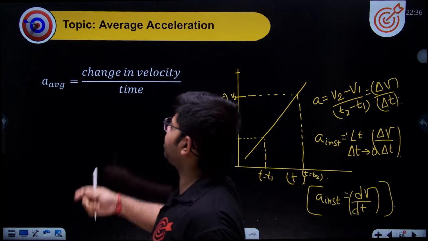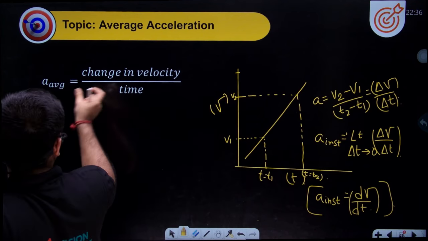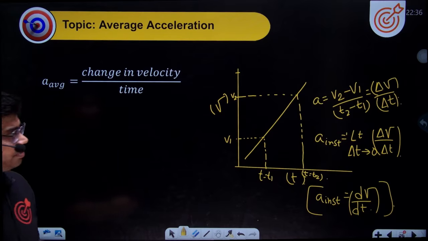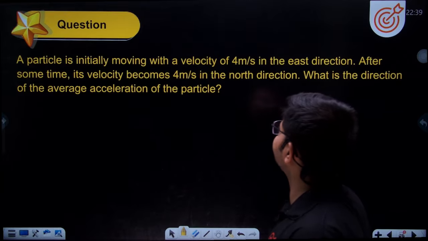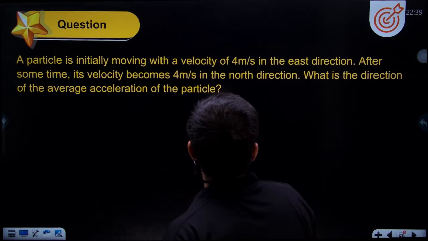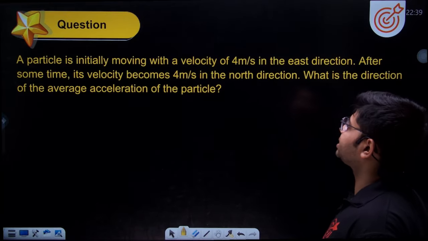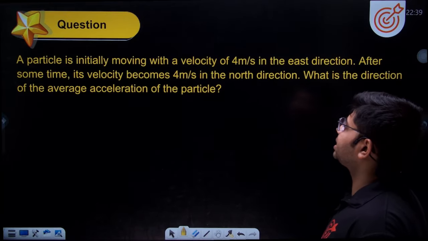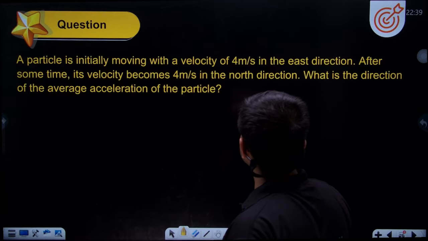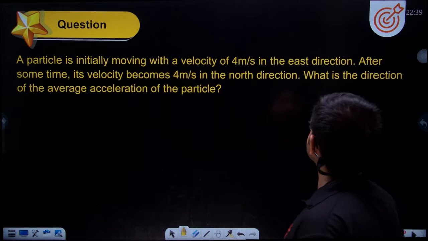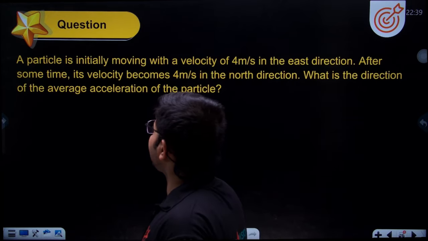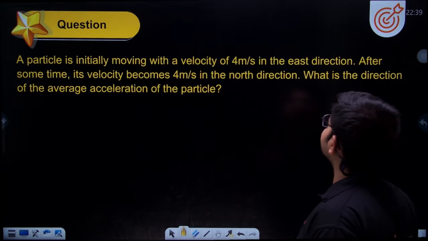Anyways, and if I am calculating the average, then it is the change in velocity by the change in time. A particle is initially moving with a velocity of 4 meter per second in the east direction. After some time, its velocity becomes 4 meter per second in the north direction. What is the direction of the average acceleration of the particle?